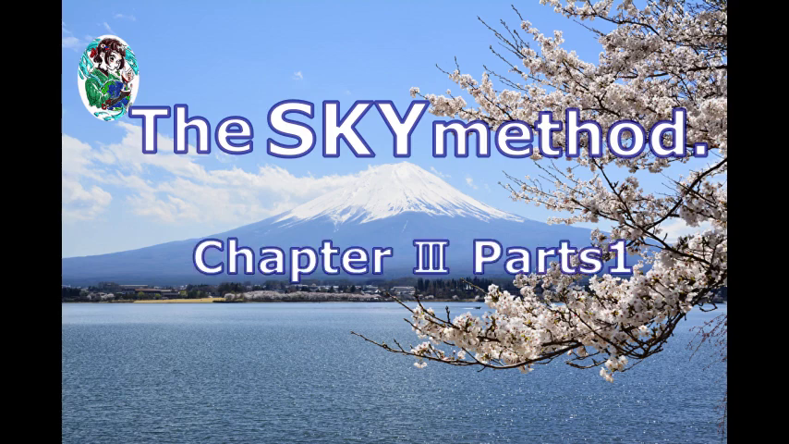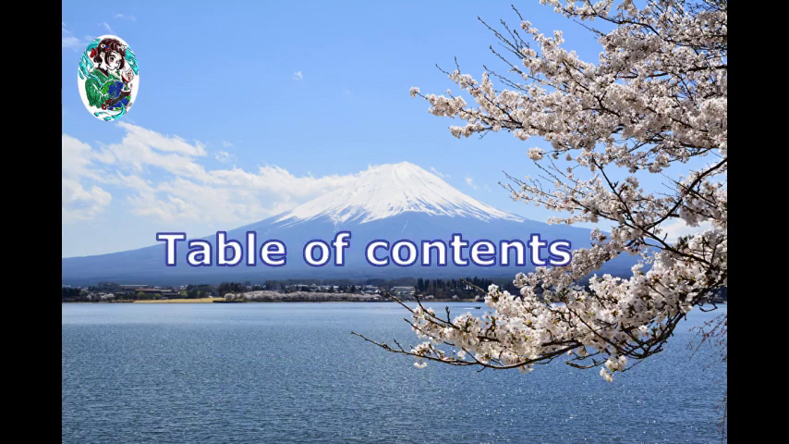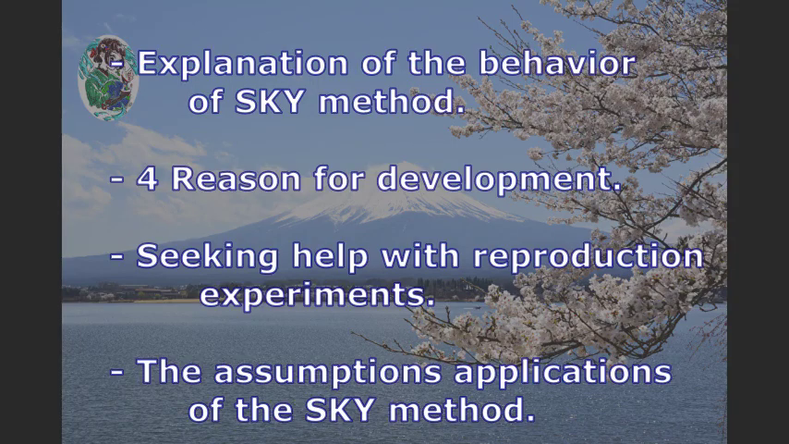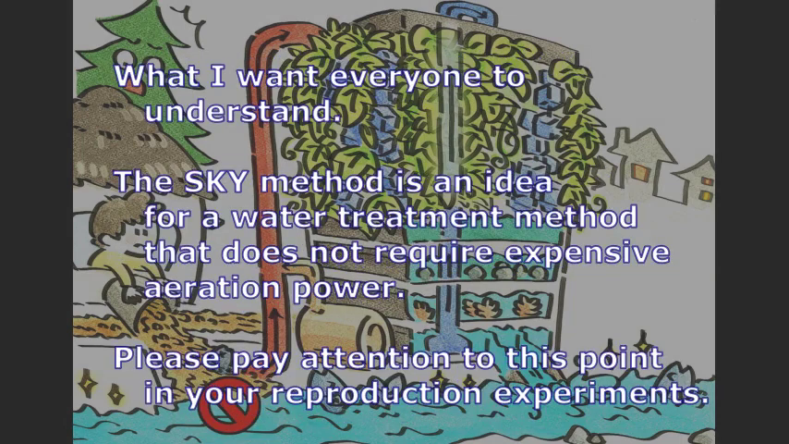The Sky Method. Chapter 3, Part 1 explains the technology in a little more detail. Table of Contents: 1. Explanation of the behavior of Sky Method. 2. Reasons for development. 3. Seeking help with reproduction experiments. 4. The assumed applications of the Sky Method. 5. What I want everyone to understand.